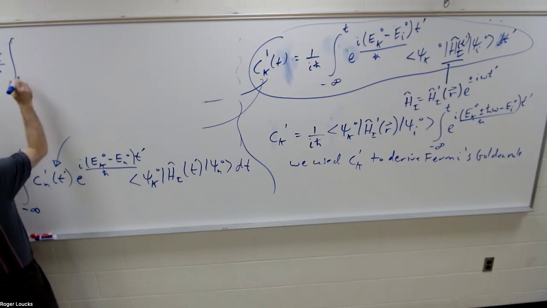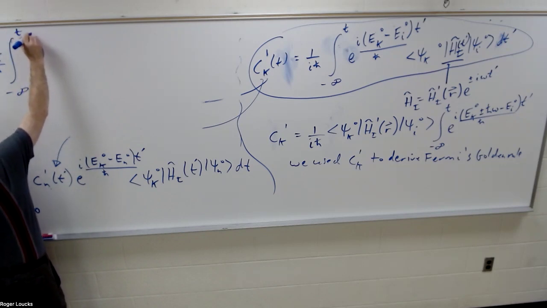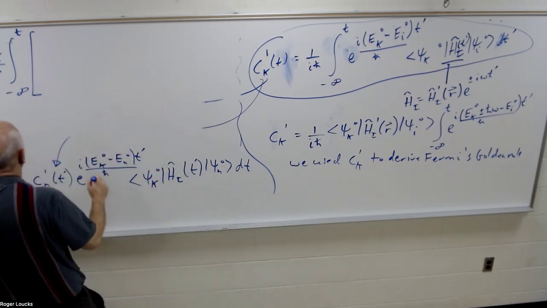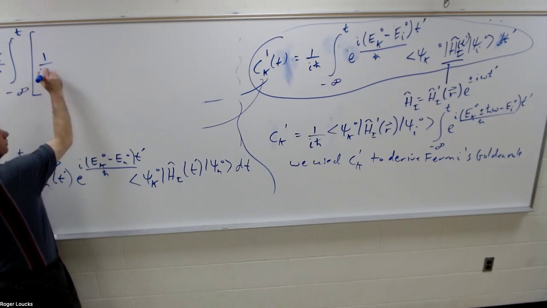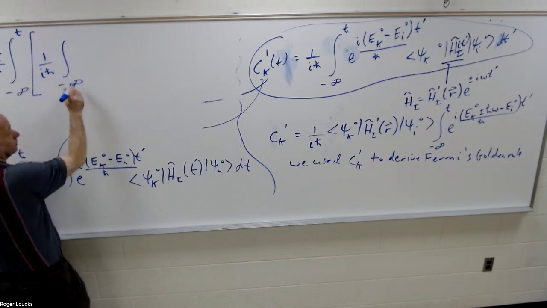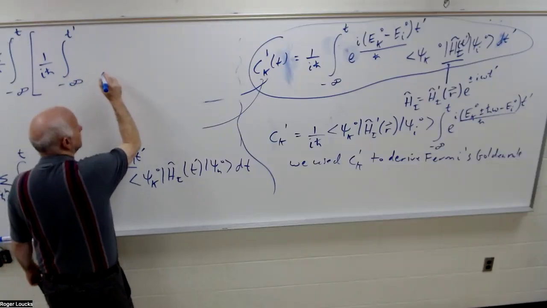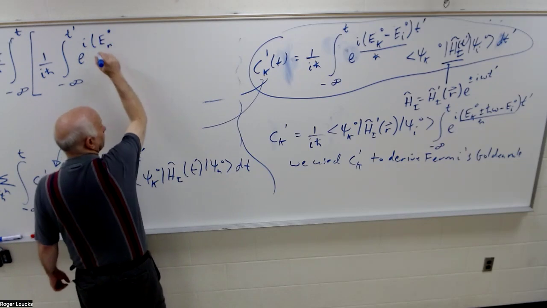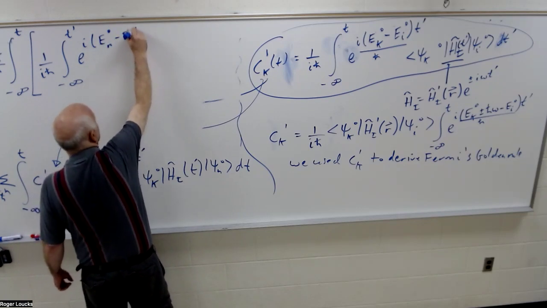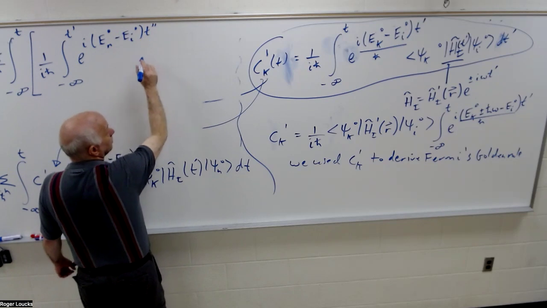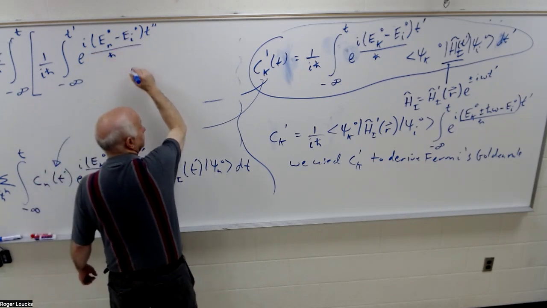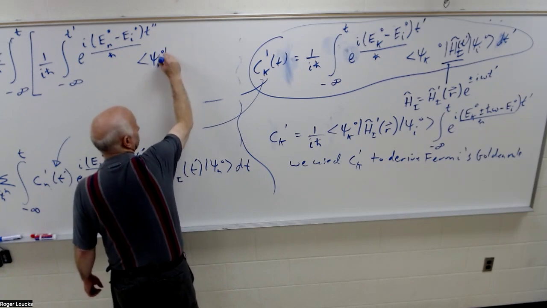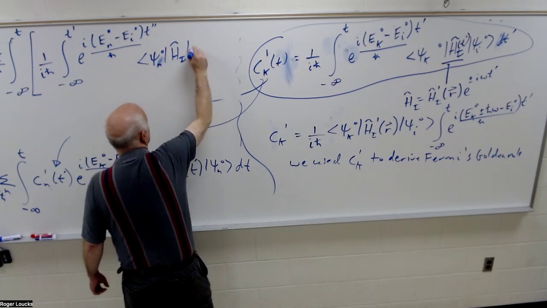integral from minus infinity to T. I'll have a big bracket here. I'm going to put this in here. So this will become 1 over i, integral from minus infinity to T prime, e to the i(E_n0 minus E_i0) T double prime, H, psi n0, H_i, T double prime.